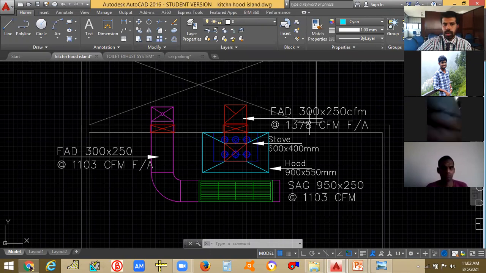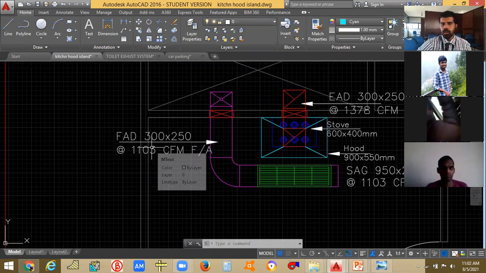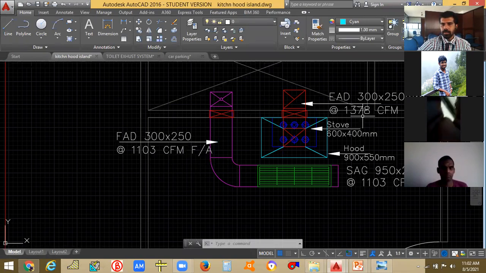Now coming to the supply. Supply, you know, is 80% of 1378, which means 80% of 1378 is 1103 CFM.